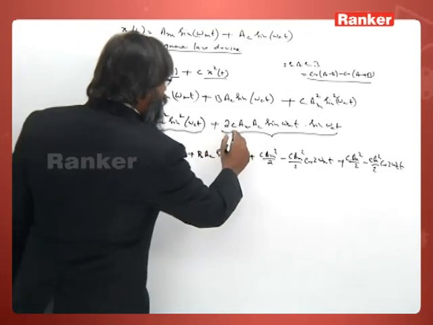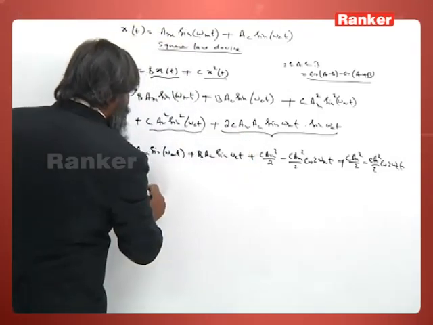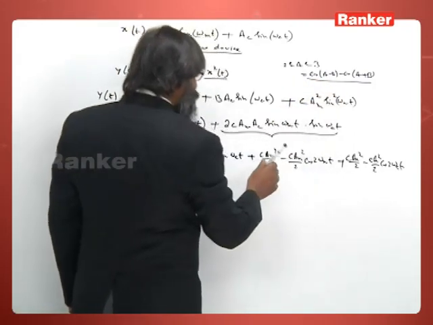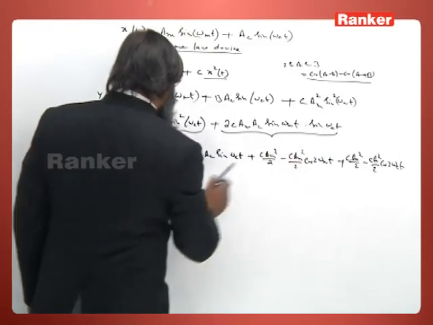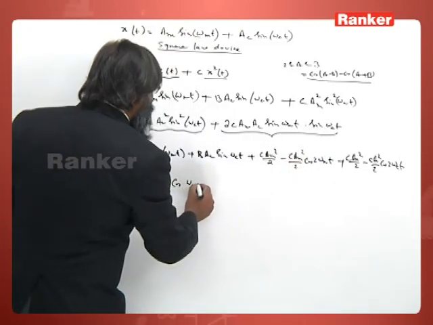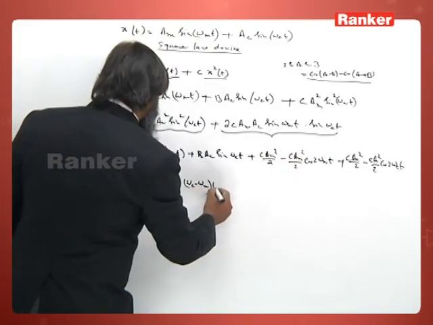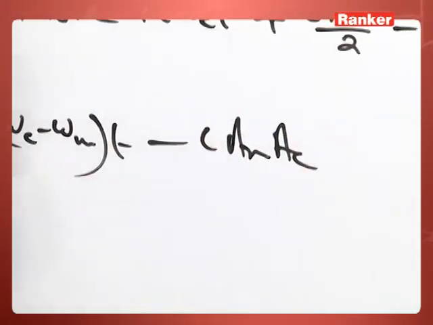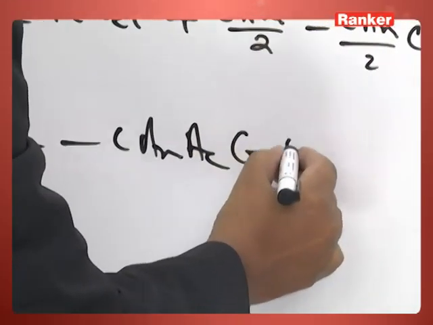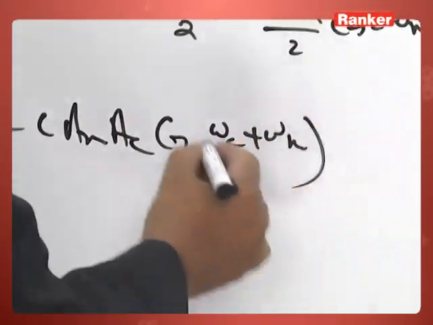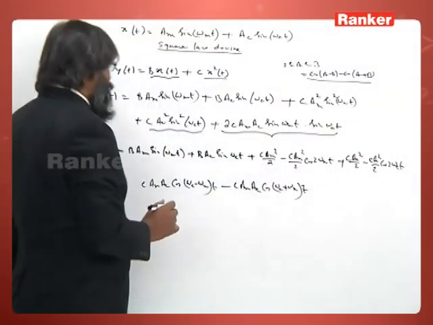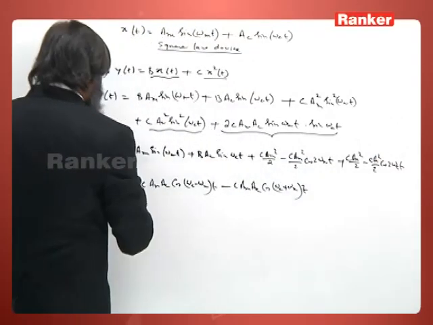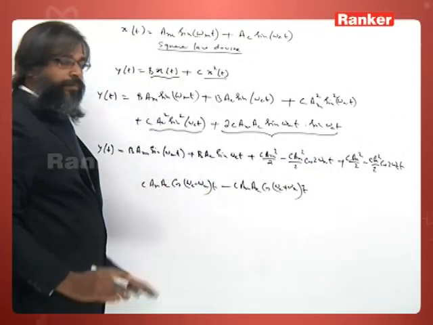So we will get cos(A minus B). So you see here this minus this, so we will write cos(omega C minus omega M)t minus, then again cos(omega C plus omega M)t. So you see here the whole term is yt.